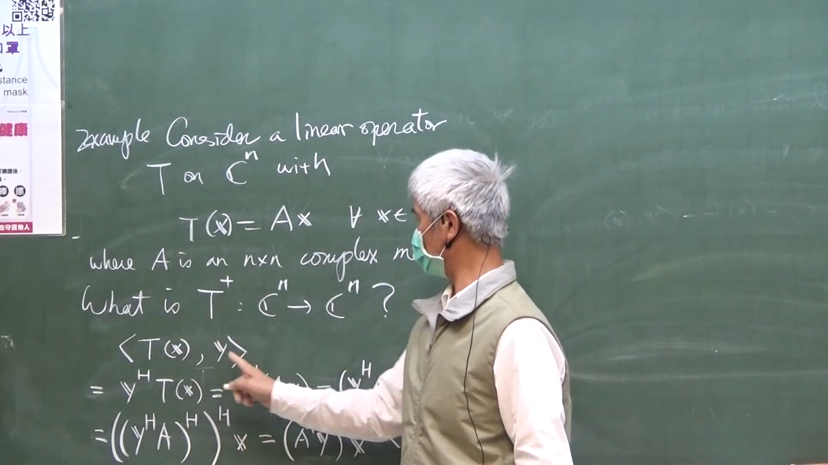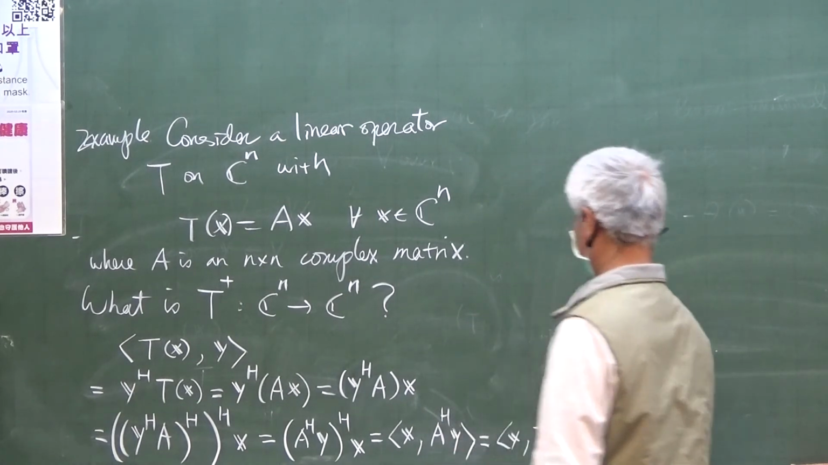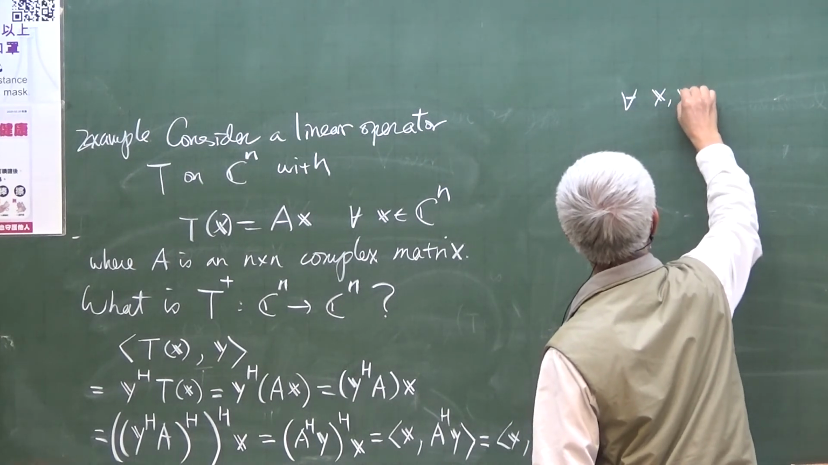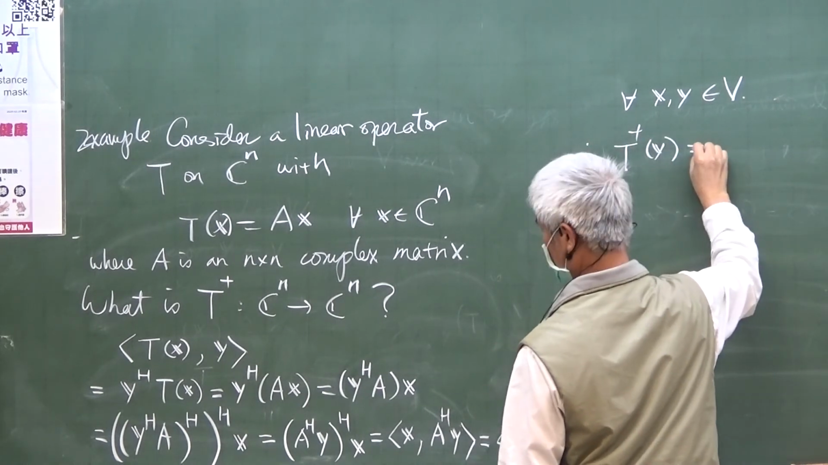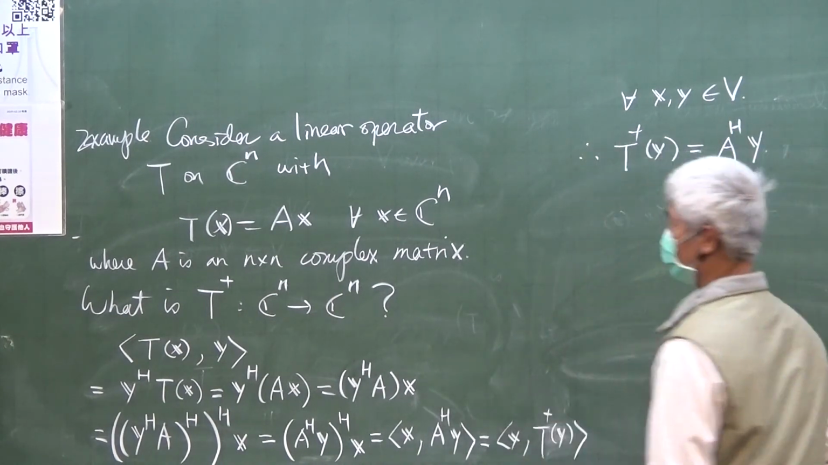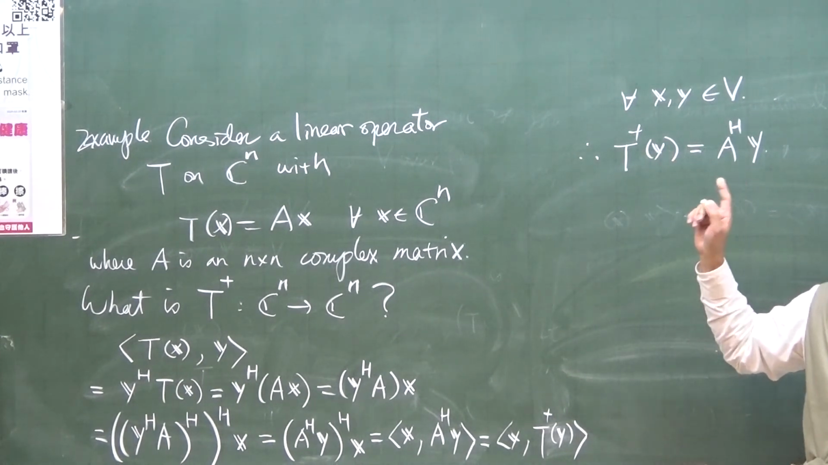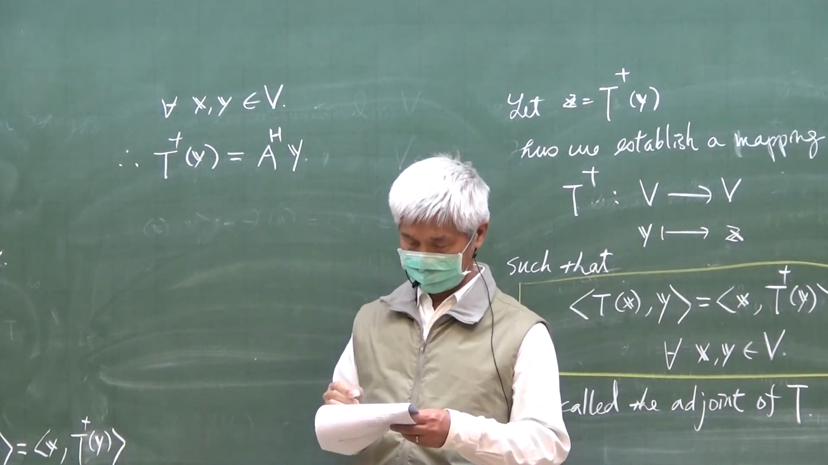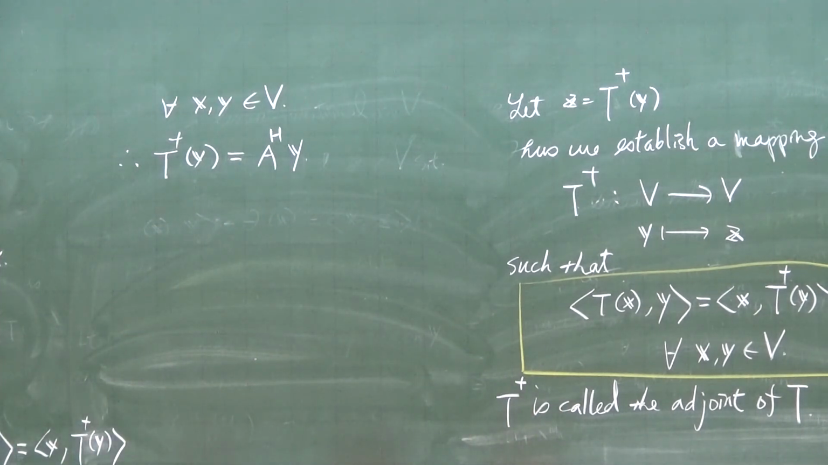So we start from ⟨Tx, y⟩, and this must be equal to ⟨x, T†y⟩ for all x, y in V. So T†y is equal to A^H y. So T† is actually associated with a complex matrix, which is just the Hermitian of A. So we start with the linear transformation Tx = Ax, then T† is A^H.